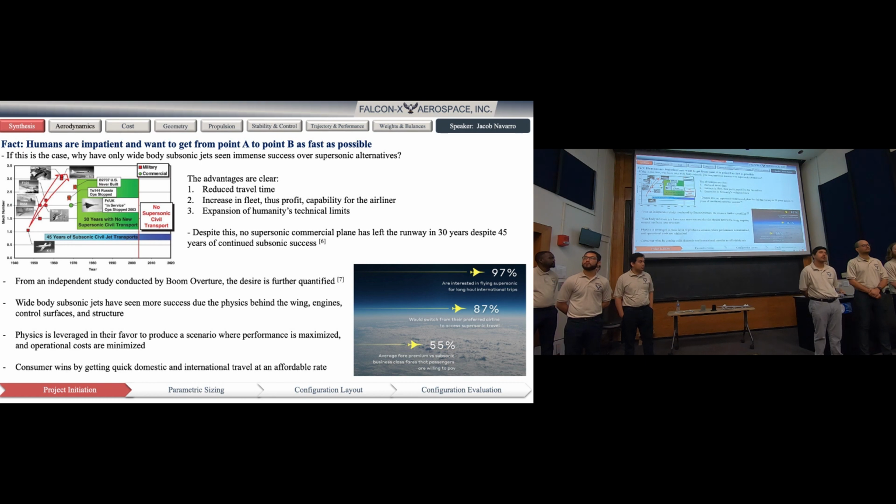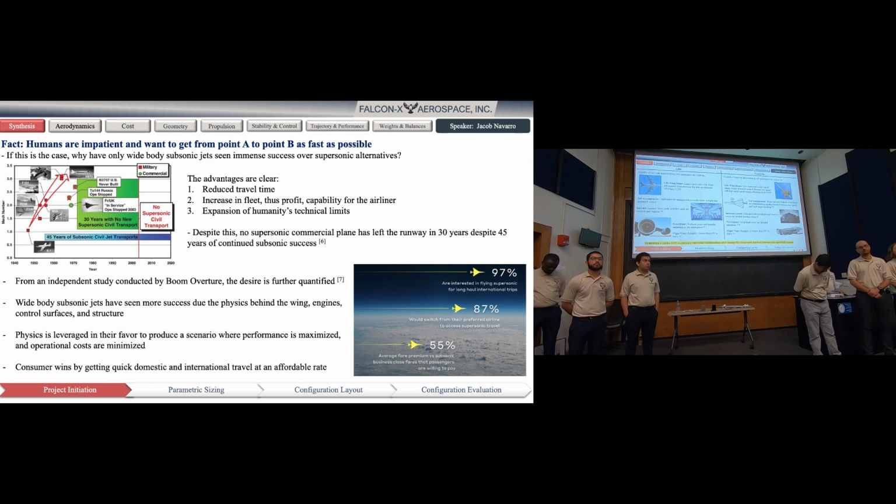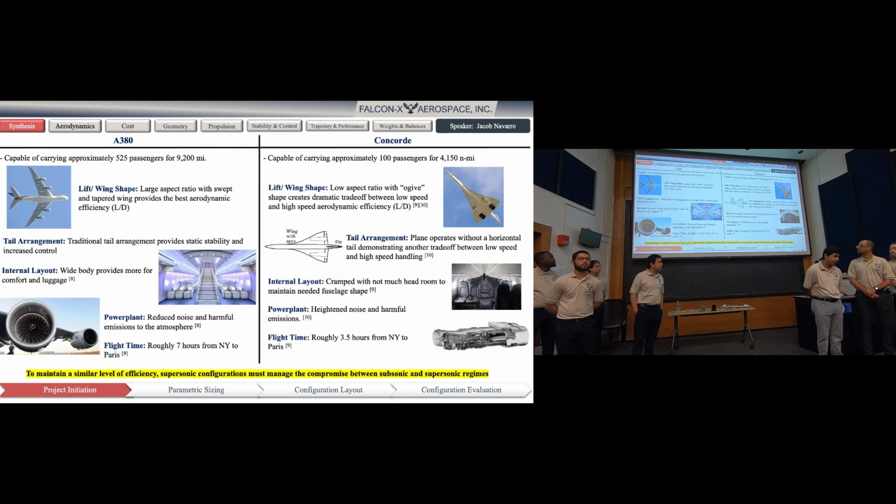It lies in how the physics behind the wing, engines, control surface, and structure interact. These physics are leveraged in those configurations favored to produce a scenario where performance is optimized. That helps us win by getting quick travel at an affordable rate, but it could be quicker. We can compare two classic examples here, the A380 and the Concorde.